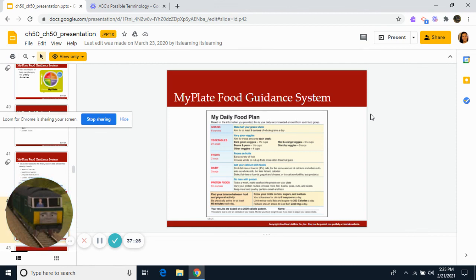Protein foods, 5.5 ounces. All right, go lean with protein. Twice a week, make seafood the protein on your plate. Vary your protein routine. Choose more fish, beans, peas, nuts, and seeds. Keep meat and poultry portions small and lean.